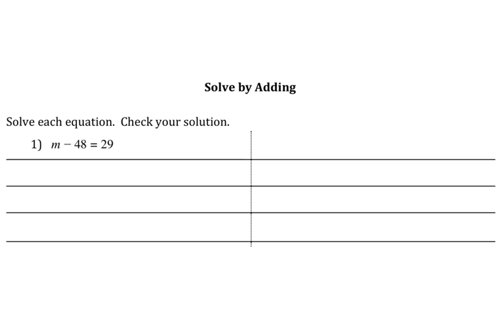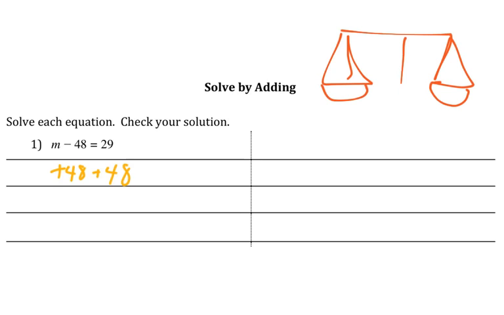So below minus 48, I'm going to write plus 48. And on the 29 side, I'm going to write plus 48. What I'm doing here is I'm adding 48 to the left and I'm adding 48 to the right, so that if this is a scale, I'm making the same additions so that they stay balanced and in harmony.